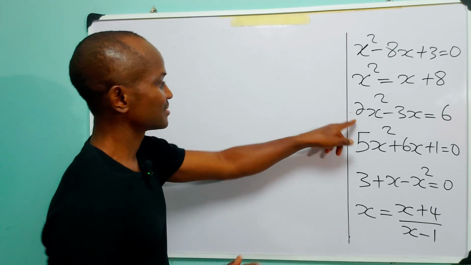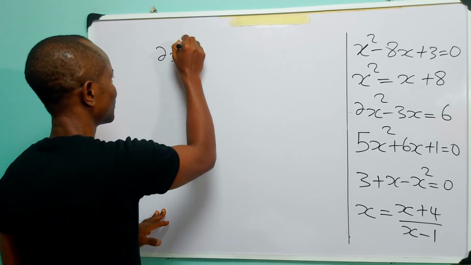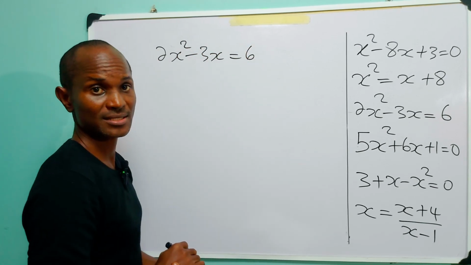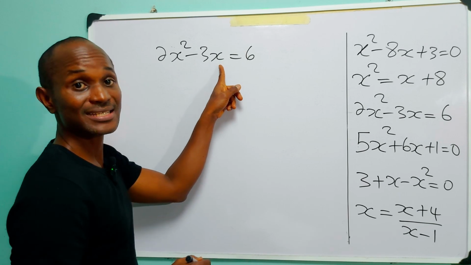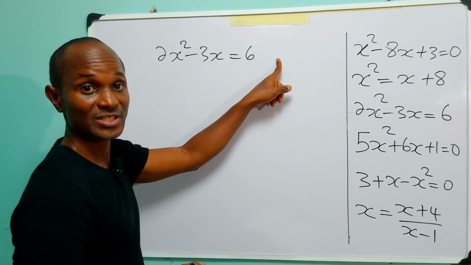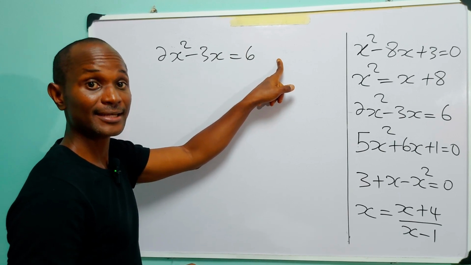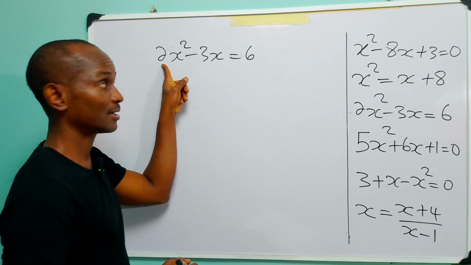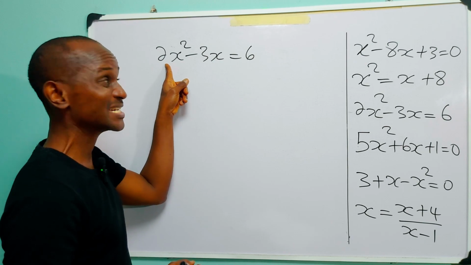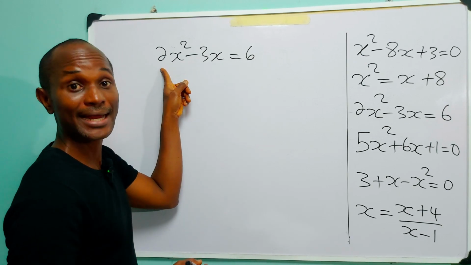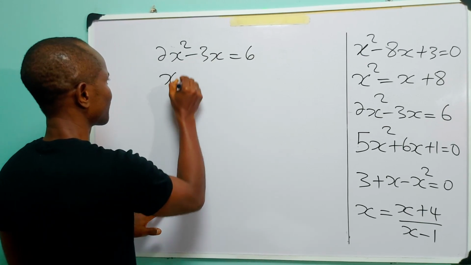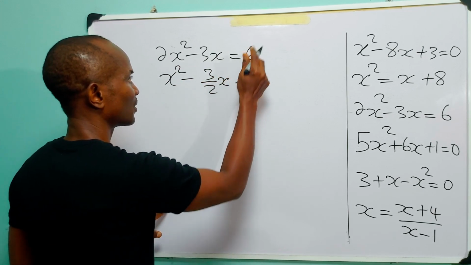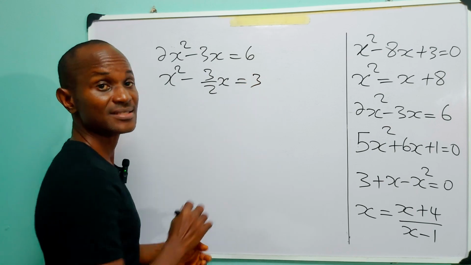Now, the next example is 2x squared minus 3x is equal to 6. You can see that already the constant term is on the right-hand side of this equation, so that step has been taken care of. The next thing is to make sure that the coefficient of x squared is 1, and in this case, it is not. So we divide through the equation by 2. So we have that x squared minus 3 over 2x is equal to 6 divided by 2, which is 3.